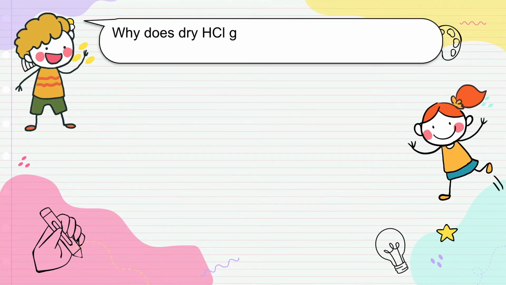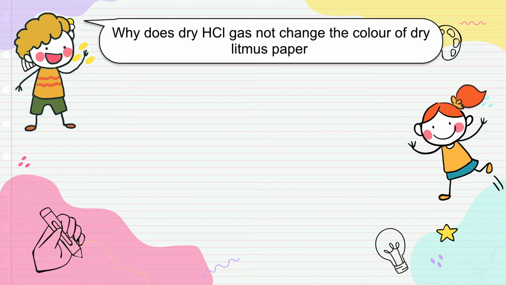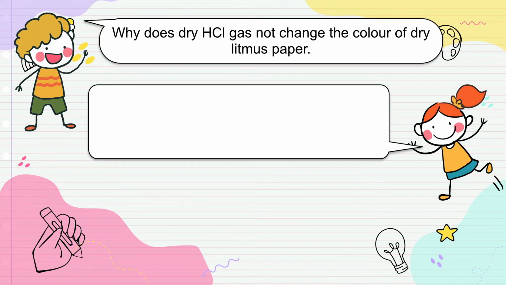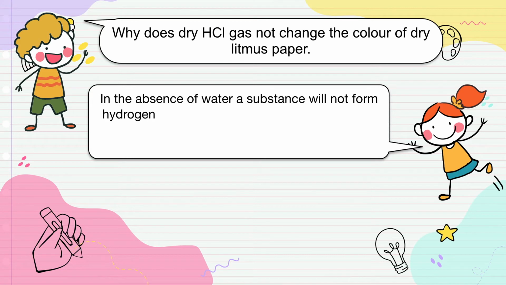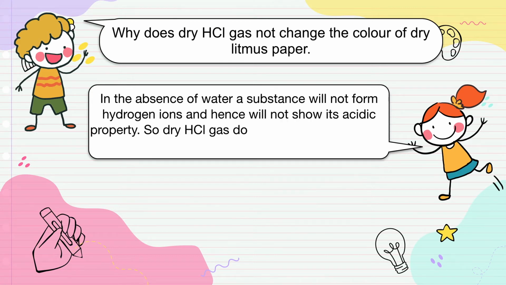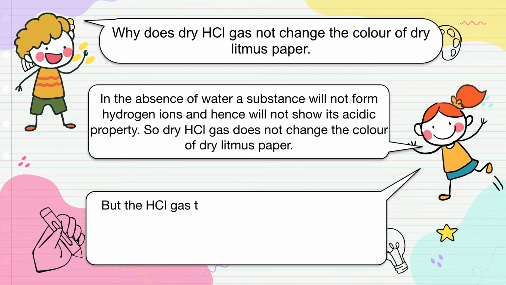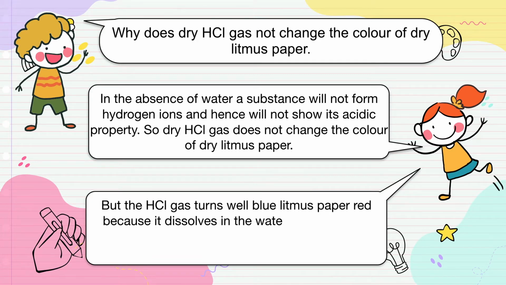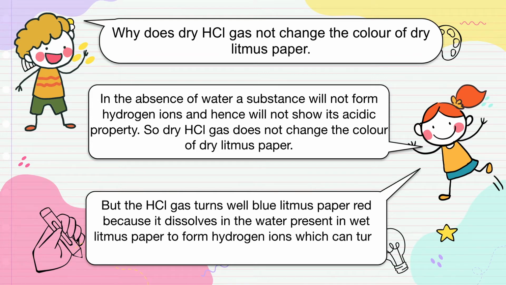Why does dry HCl gas not change the color of dry litmus paper? In the absence of water, a substance will not form hydrogen ions and hence will not show its acidic property. So dry hydrochloric gas does not change the color of dry litmus paper. But the hydrochloric gas turns wet blue litmus paper red because it dissolves in the water present in wet litmus paper to form hydrogen ions, which can turn blue litmus to red.